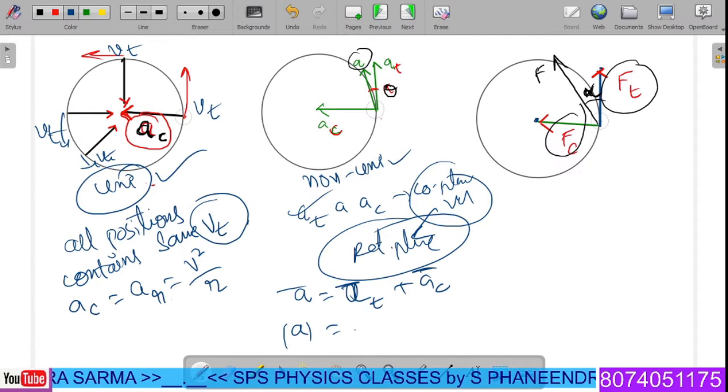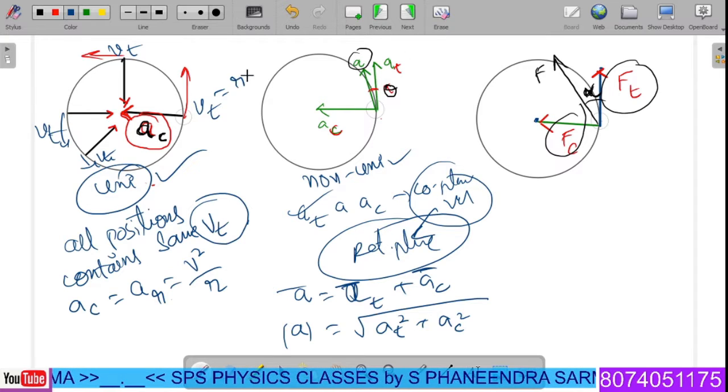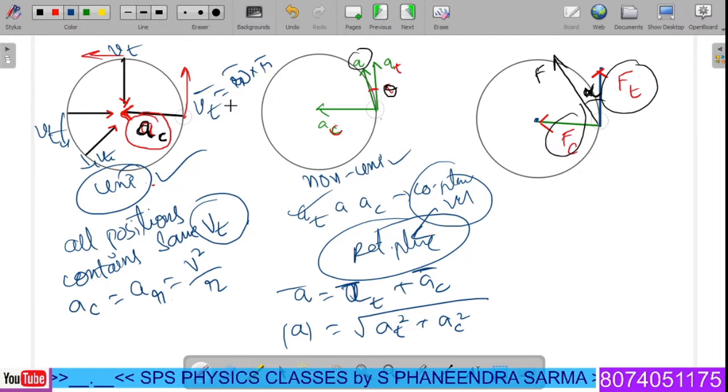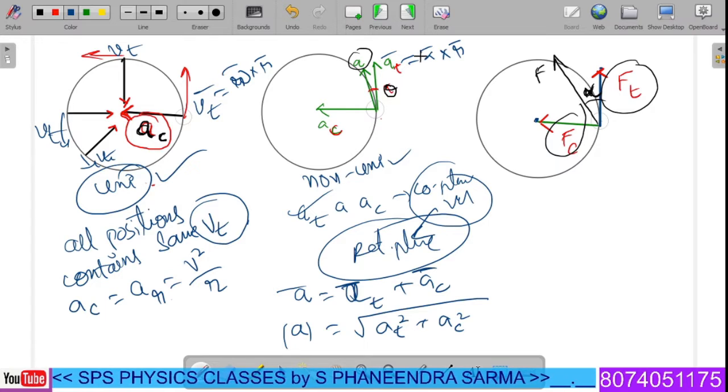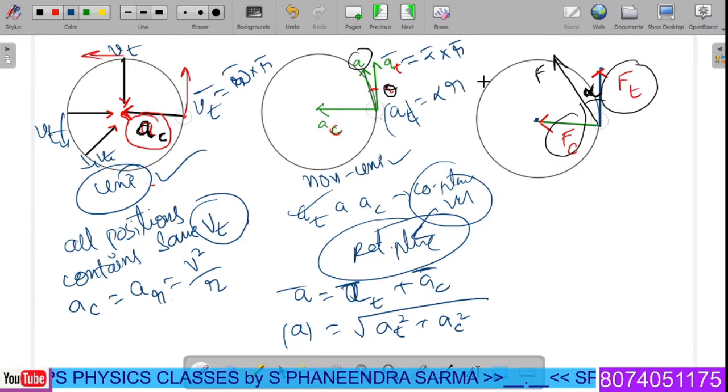Further, the magnitude of net acceleration can be written as the square root of AT square plus AC square in the given case. What is the value of AT? VT is equal to omega bar cross R bar. Upon differentiating with respect to time, dV by dt represents acceleration, and d omega by dt is alpha bar, so we get alpha bar cross R bar. Magnitude-wise, all are perpendicular, therefore AT magnitude is equal to R into alpha, because theta is 90 degrees between them.